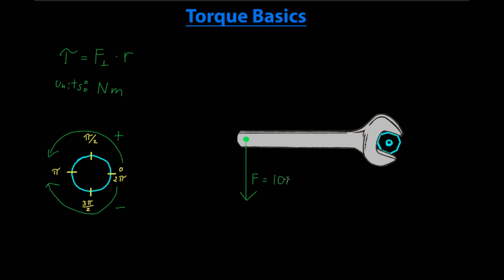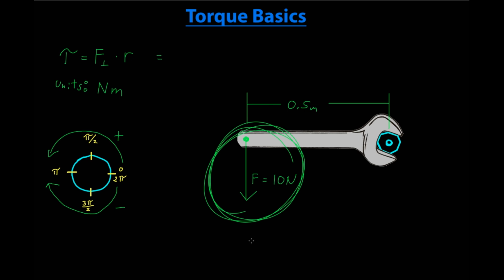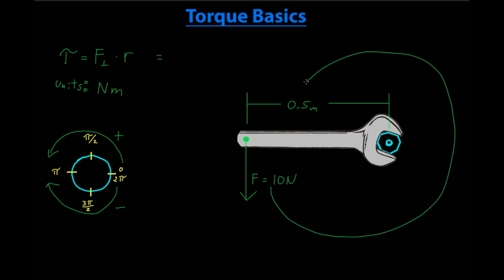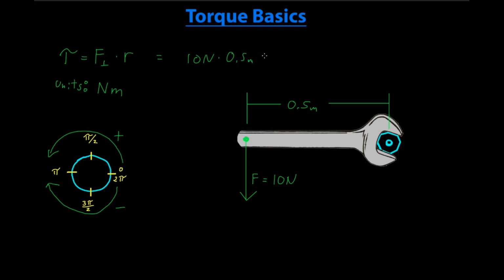Let's say the force is 10 newtons and the radius or lever arm distance is 0.5 meters. Torque is force perpendicular times radius. This force is downward. Now, typically, I would say that's a negative force. However, this would rotate it counterclockwise, which for torque rotationally is a positive torque. So it'd be 10 newtons times 0.5 meters, and you'd have a torque of 5 Newton meters.